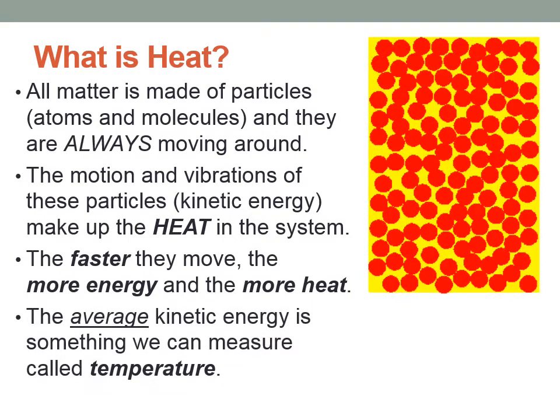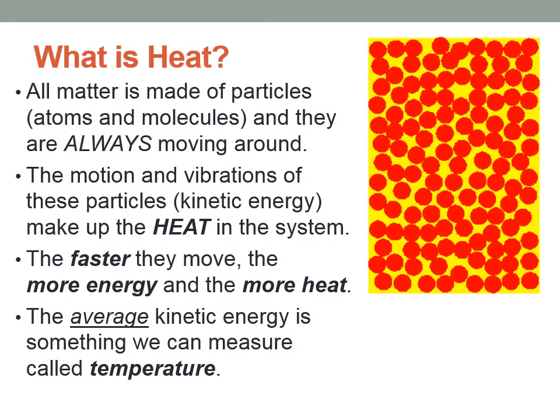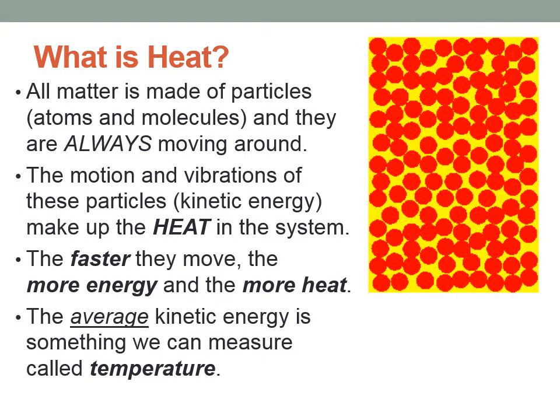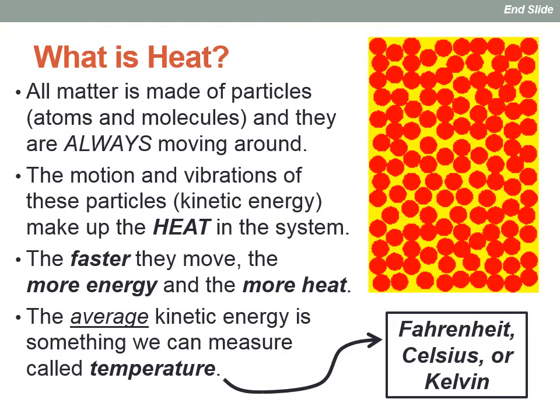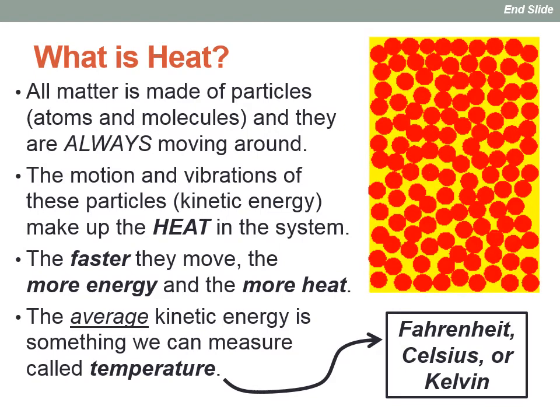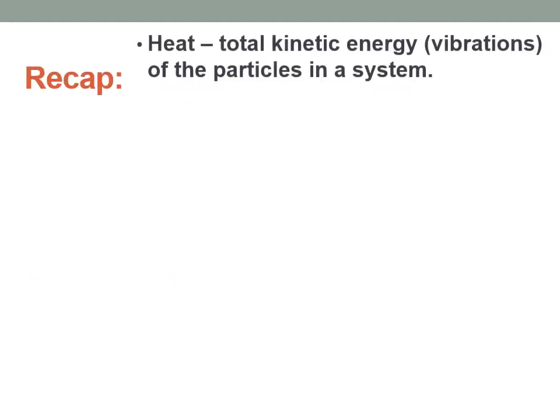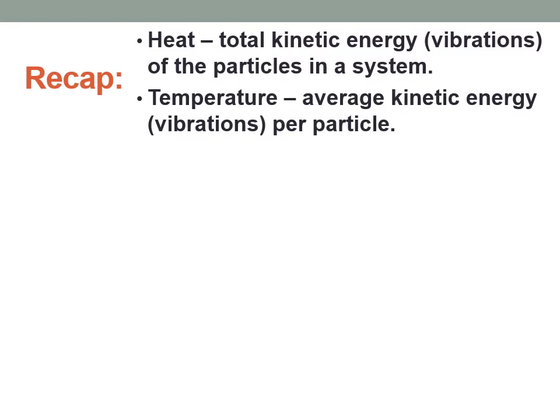Now let's not confuse the term heat with temperature. Temperature is the average kinetic energy of the vibration throughout the entire system, but heat is the total kinetic energy of the vibrations within the system. What we use to measure temperature is Fahrenheit, Celsius, or Kelvin, depending on which scale you want to use. But for heat, since it's energy, we use joules to measure it. So to recap, heat is the total energy in vibrations of the particles in a system, and temperature is the average kinetic energy per particle.